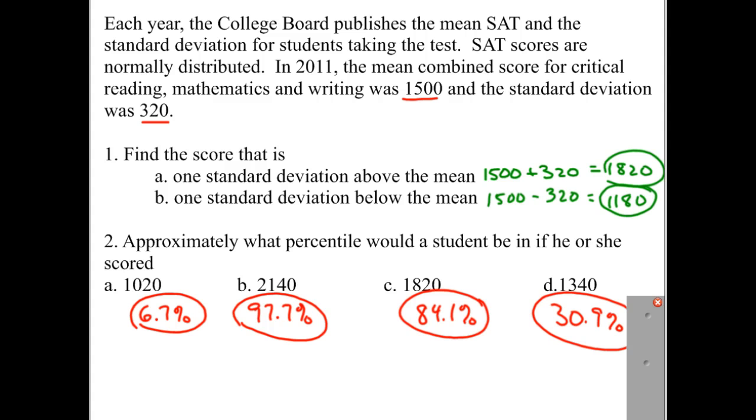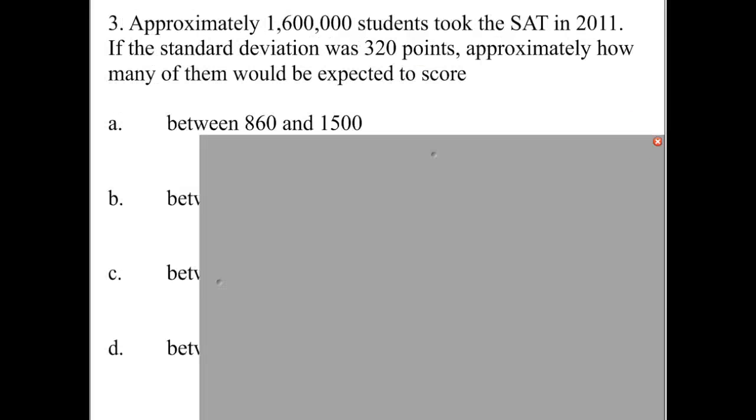Okay, last type of question involves number of students. So if I knew that 1,600,000 students took this SAT, with the same mean and standard deviation as before, I'm interested in approximately how many of them scored between a 1860 and a 1500. Well, because it's normally distributed, those percentages apply.